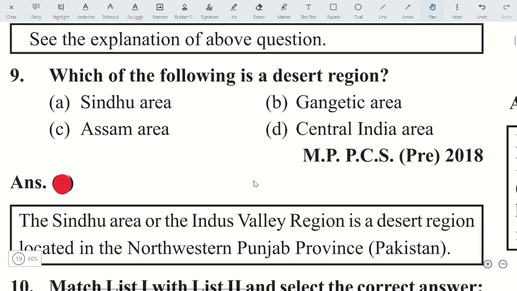Which of the following is a desert region? A Sindhu area, Assam area, Gangetic area, Central India area. Assam area is fertile, Gangetic area is fertile. Central India is not desert. Actually, this is the Sindhu area, because glaciers are found in this area, the Ladakh region, and those are called desert. What is desert? If a place is devoid of vegetation, it is called a desert region.